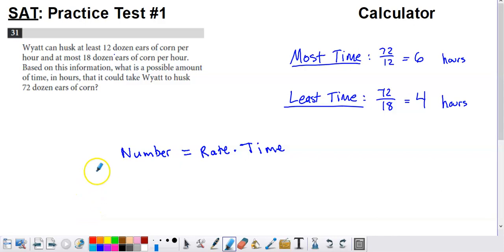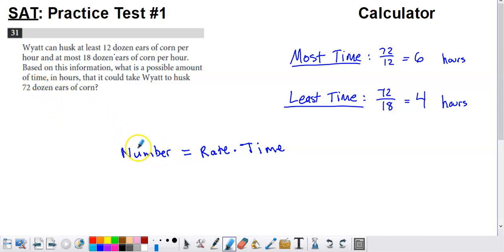What we basically want to think in a situation like this is that the number of ears of corn that this person is able to husk is going to be equal to the rate that they're husking them at times the amount of time that goes past. You've probably dealt with the distance equals rate times time calculation quite a bit throughout your career in math. In this case, it's not really a distance; it's a number of dozen ears of corn that are being husked in 1 hour.